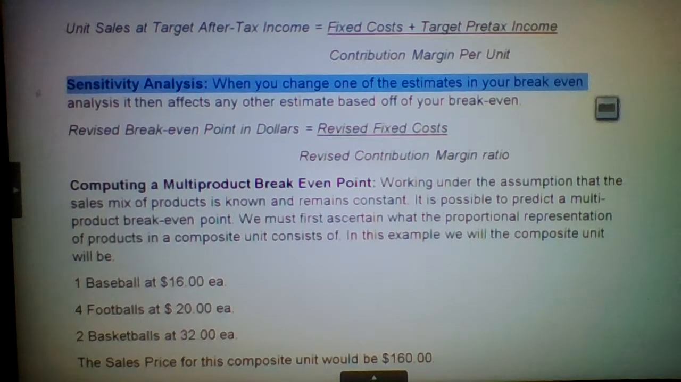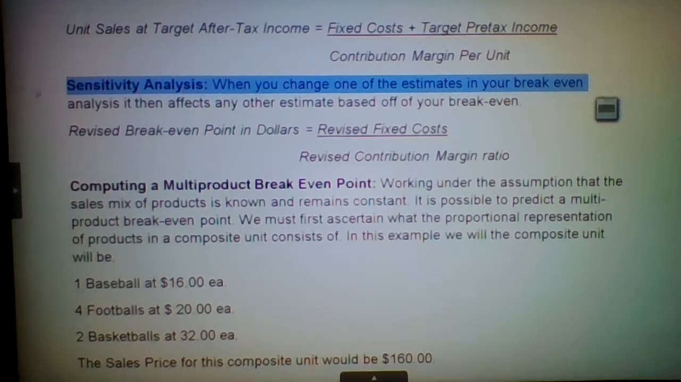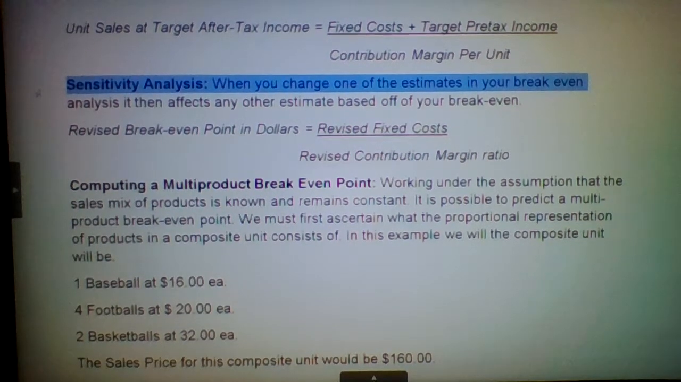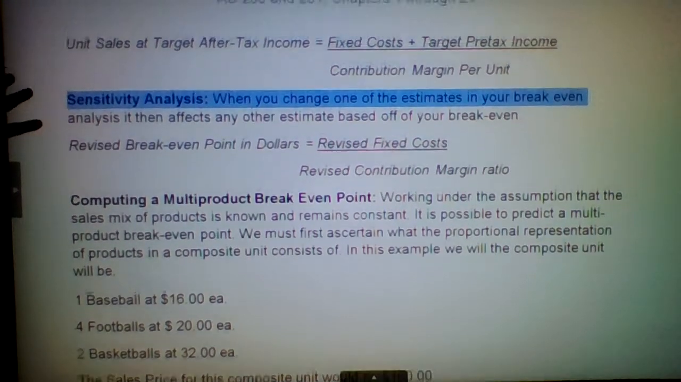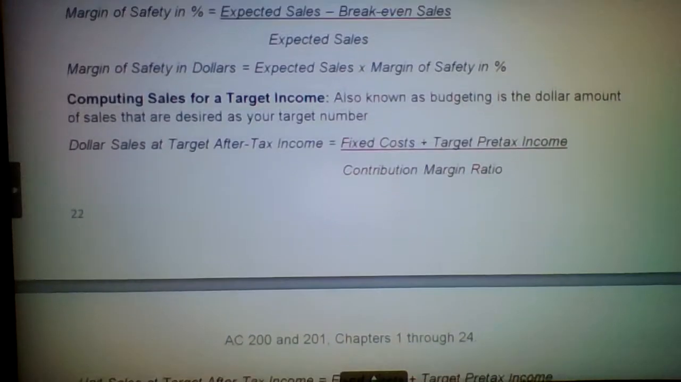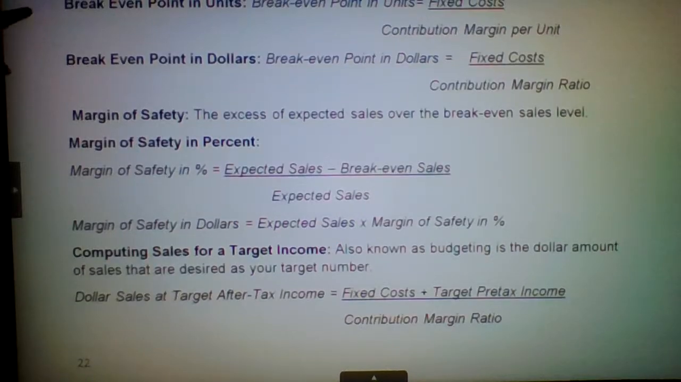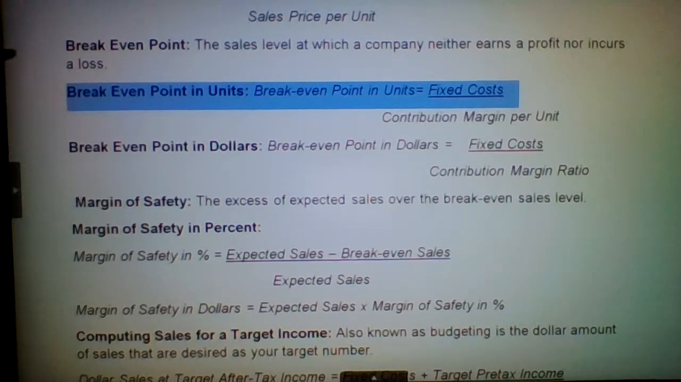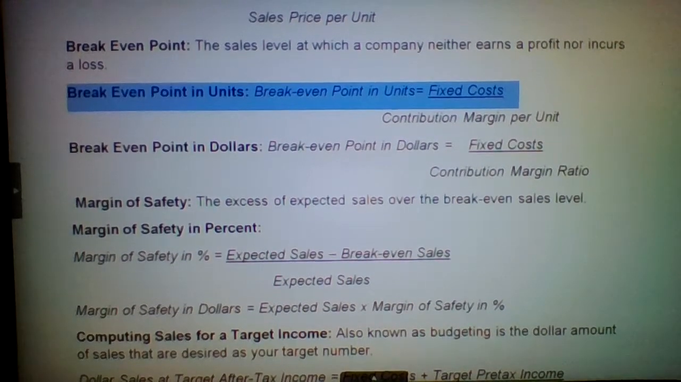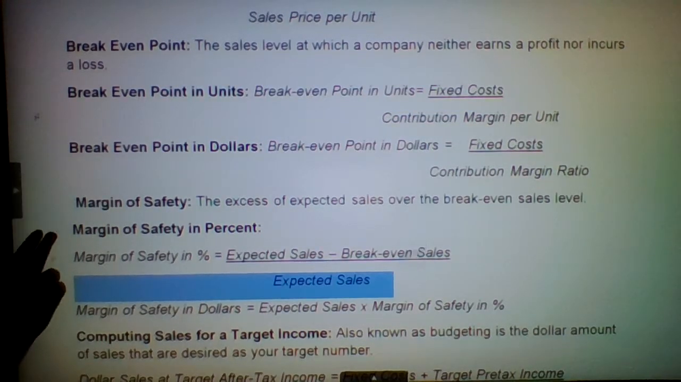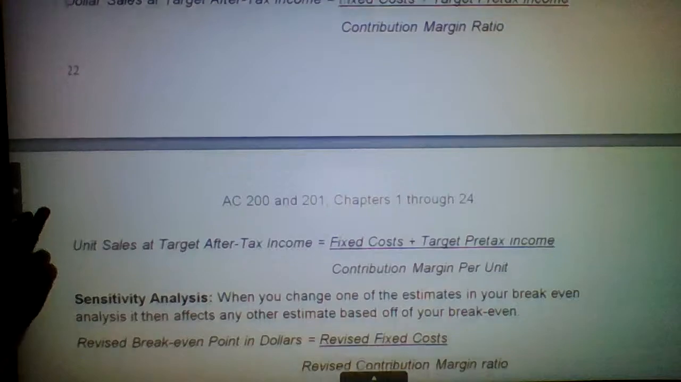Sensitivity analysis. When you change one of the estimates in your break-even analysis, it then affects any other estimate based off of your break-even. So we're going to go back up here to look at break-even, which we talked about, the sales level at which your company neither earns a profit nor incurs a loss. So I go back down here.